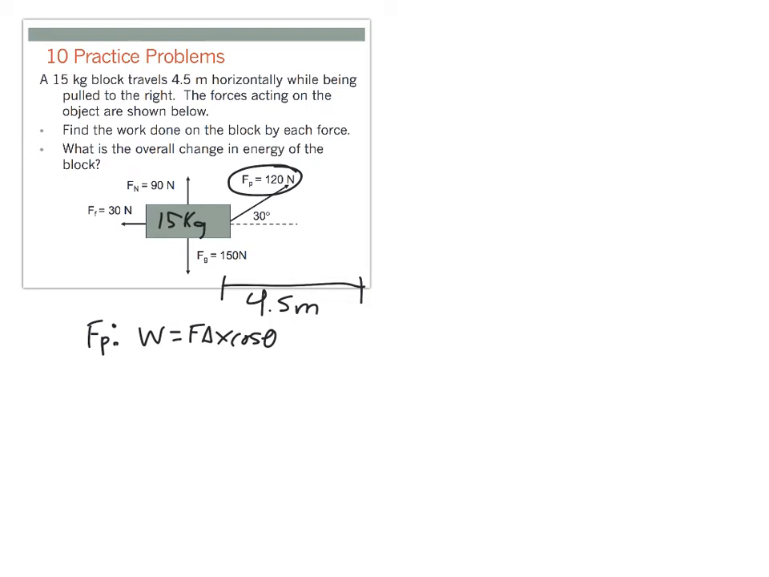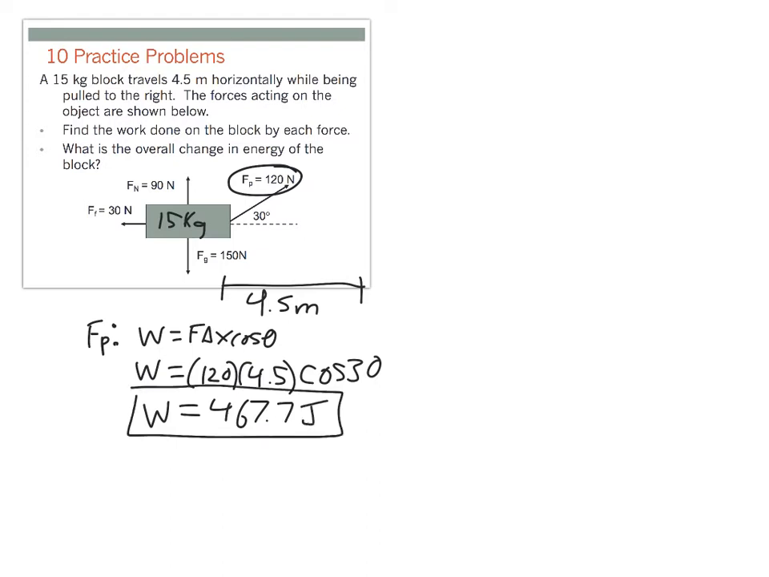So each time I'm doing F delta X cosine theta. So for my pulling force, the force is 120. My displacement is 4.5, and the theta is going to be the angle between the force, which is going like this, and the displacement, which is directly to the right. So that 30 degrees here is my angle between force and displacement. So I end up getting that the work done here is going to be 467.7 joules.